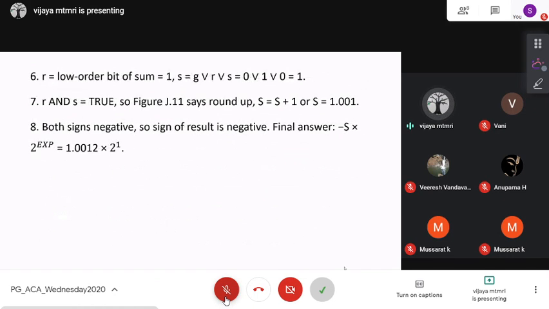R is equal to low order bit of the sum, which is 1, S is equal to R OR S, which is 0 OR 0 1 0, is equal to 1. R and S true. So figure J11 says round up, the S is equal to S plus 1 and S is equal to 1.00. Both signs are negative, so sign of the result negative. Final answer is minus S 2 exponent of 1.001 times 2 to the 1.